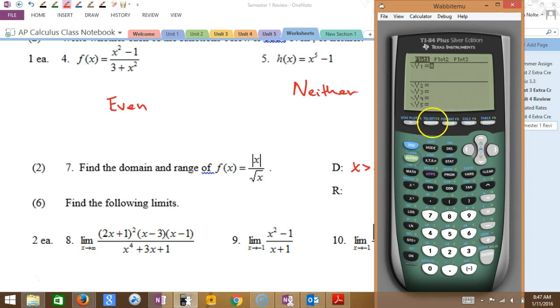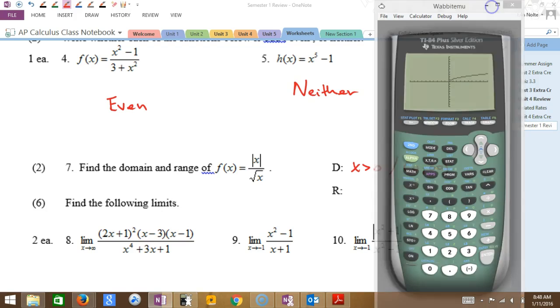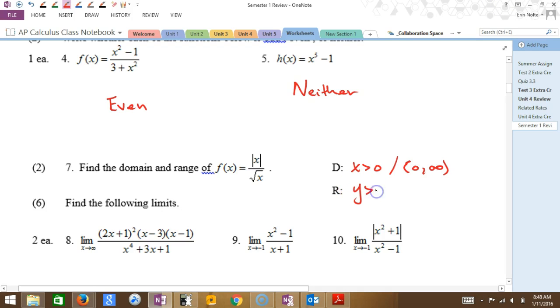So if you hit alpha window, that's your absolute value. So we have absolute value of x divided by the square root of x. Let's zoom 6 because I don't know where I was before. Okay, so it's just the top half of kind of like a parabola that's on its side. What's my range? 0. Do I include 0? Does it actually touch 0? No. Okay, so my range for this one is the same as my domain. So 0 to infinity.